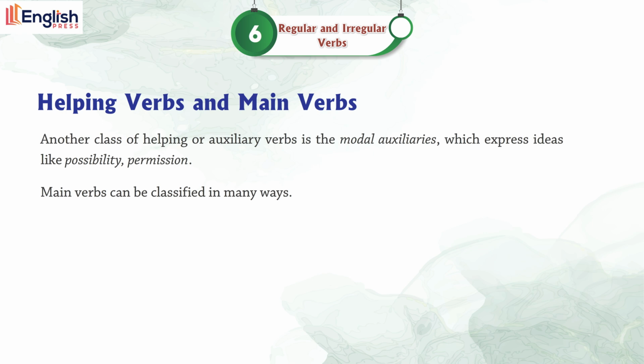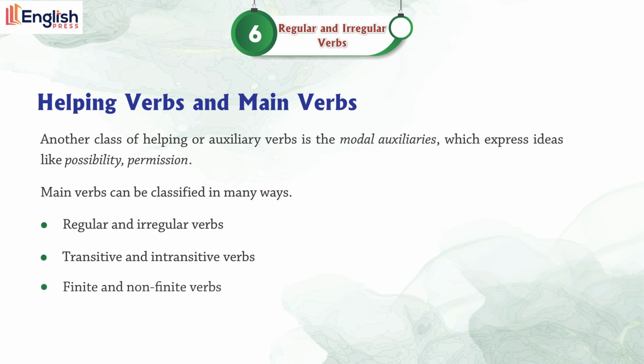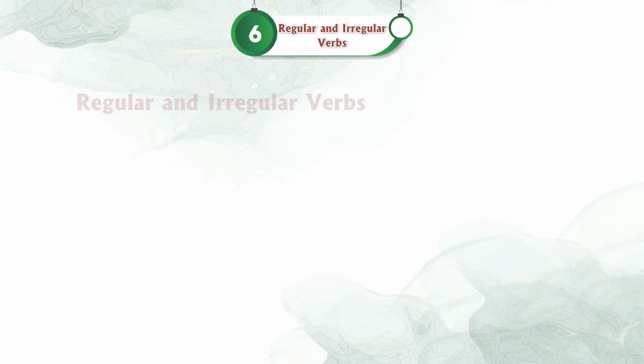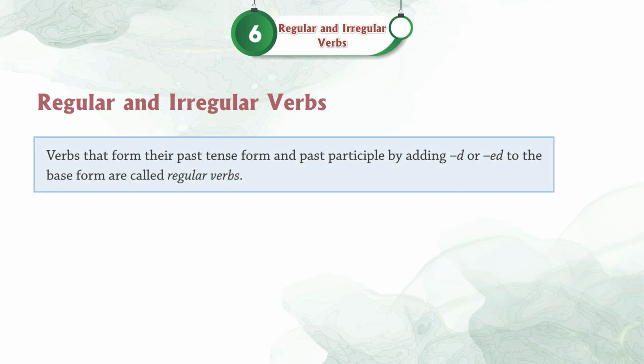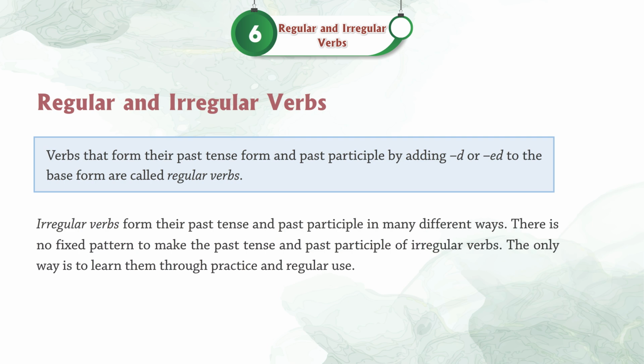Main verbs can be classified in many ways: regular and irregular verbs, transitive and intransitive verbs, finite and non-finite verbs. Verbs that form their past tense form and past participle by adding d or ed to the base form are called regular verbs. Irregular verbs form their past tense and past participle in many different ways. There is no fixed pattern to make the past tense and past participle of irregular verbs. The only way is to learn them through practice and regular use.